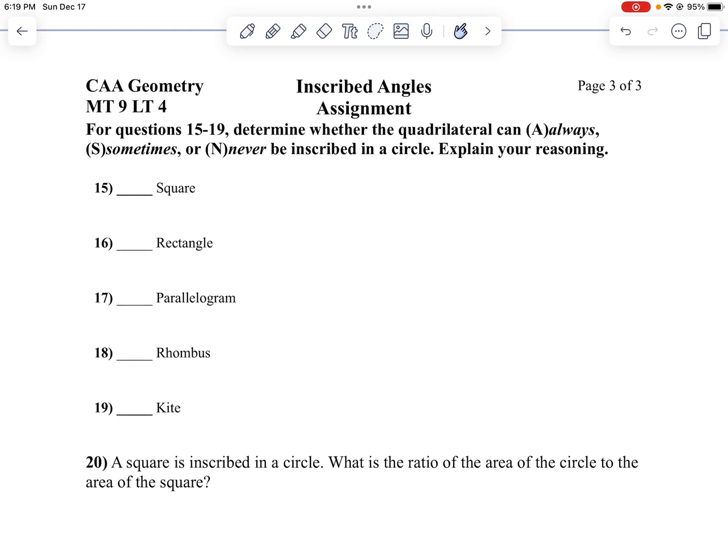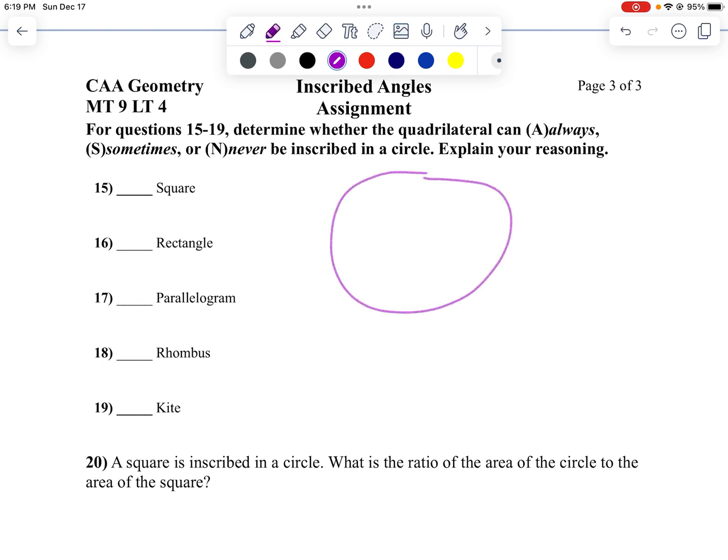We take a look at questions 15 through 19 here. We want to determine if these are sometimes, always, or never can be inscribed in a circle. Remember the whole idea: if you have a quadrilateral inscribed in a circle, we know that the opposite angles have to be supplementary. So does the square have opposite angles supplementary? It always does, doesn't it?